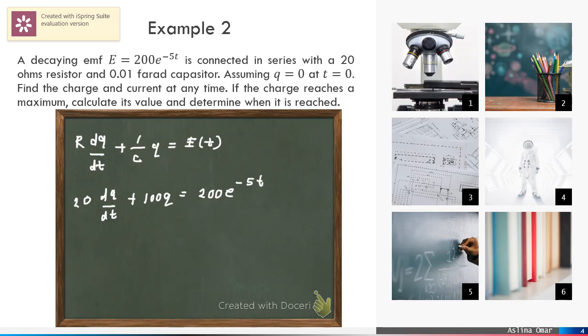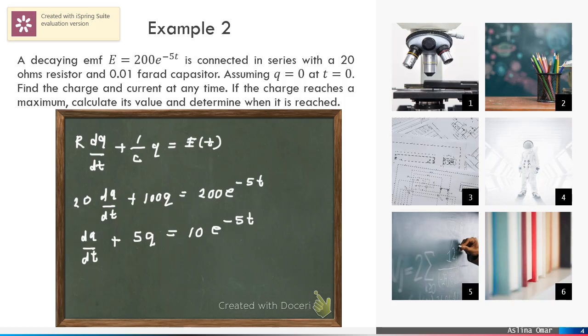So you write in general form, divide by 20. So you akan dapat dQ per dt plus 5Q equals to 10 e to power negative 5t. Okay, so ini general form dia.